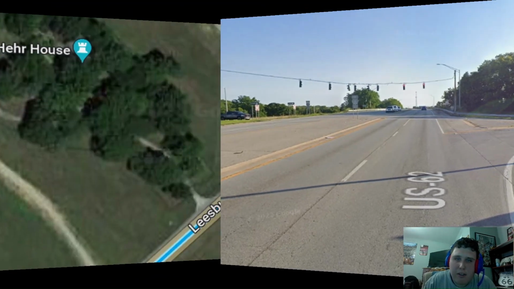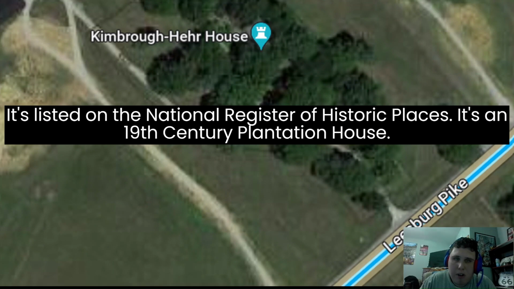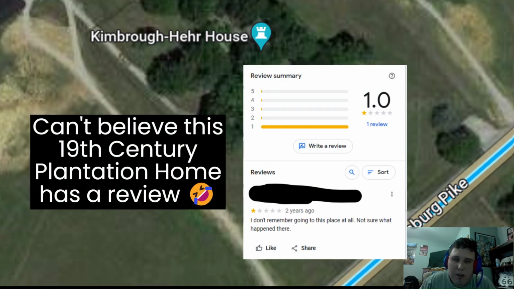On our way to our next town, we meet this Kimbrough Her House, which is apparently in the middle of nowhere, Kentucky. And the funny thing about this, I was actually reading the reviews, and some guy posted 1 star like, I don't know what this house is. I thought it was just funny.